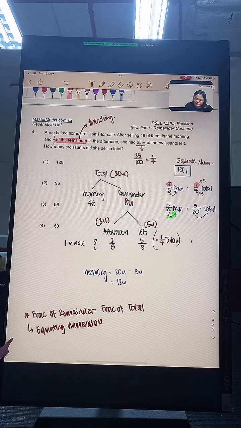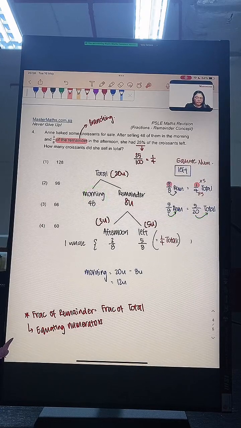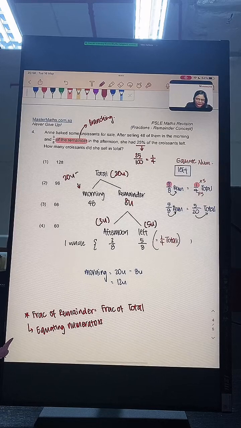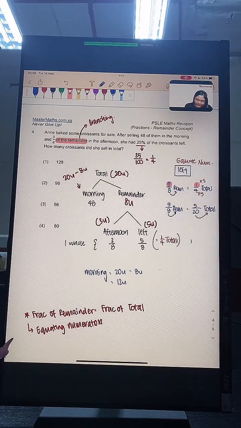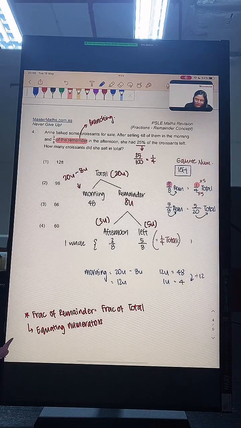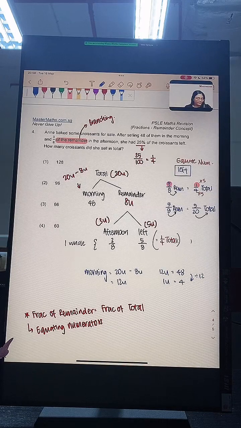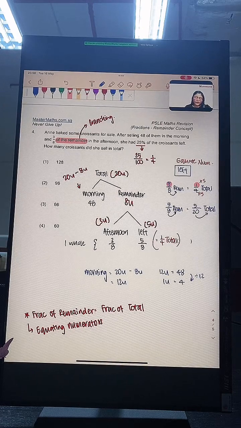8 represents remainder, 20 represents total, so morning must be 12 units. 20 units minus 8 units. So now I know 12 units is 48. 1 unit would be 48 divided by 12 to give us 4. So 1 unit is 4.